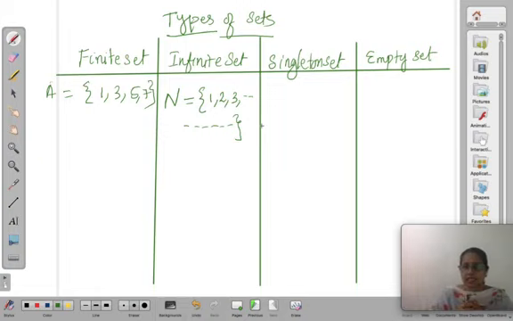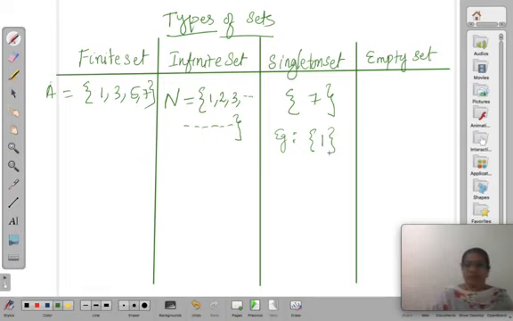Okay, next one, singleton set. Singleton, single, I told, only one element. For example, a set containing only one element is called a singleton set. For example, {7} is a singleton set containing only one element, namely 7. If the set contains only one element, then it is called a singleton set. For example, a number which is neither prime nor composite. Which is that number? The set of numbers which are neither prime nor composite. Yes, only one number is there, that is number 1. So this is called a singleton set.